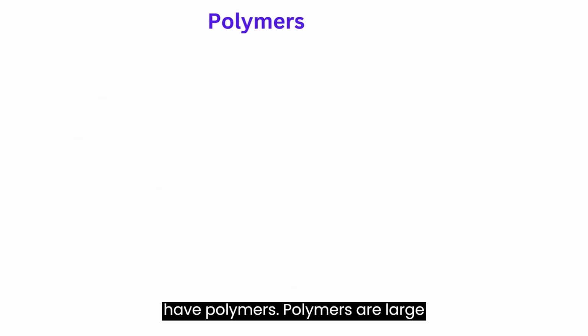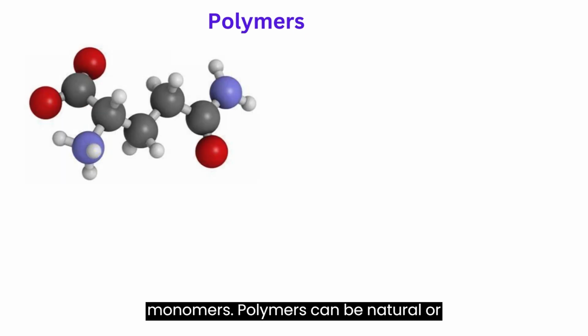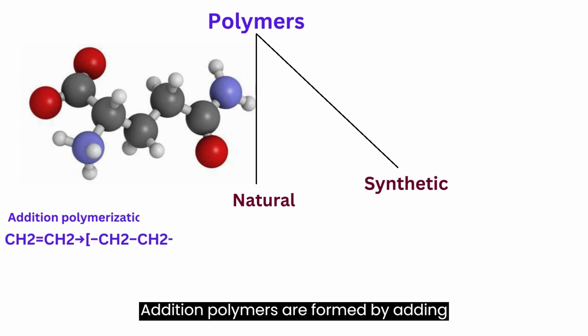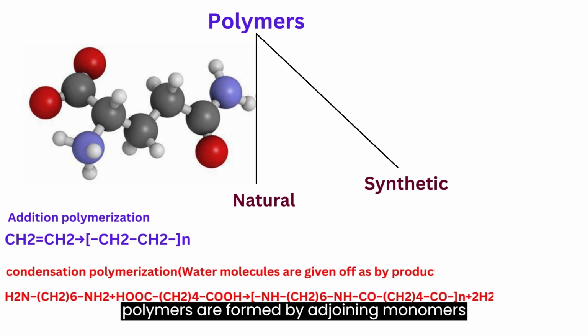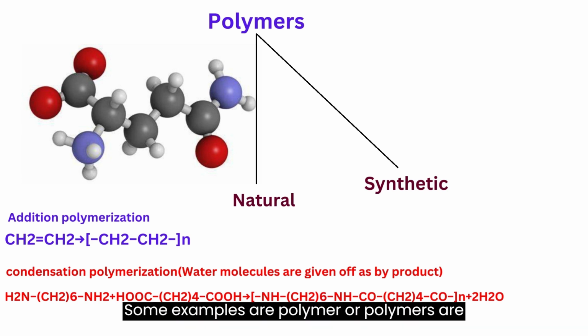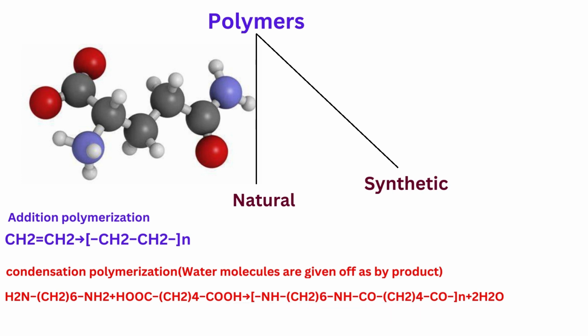Now we have polymers. Polymers are large molecules that consist of many repeating units called monomers. Polymers can be natural or synthetic, and they can be formed by 2 types of reaction: the addition reaction and the condensation reaction. Addition polymers are formed by adding monomers together without losing any atom. While condensation polymers are formed by joining monomers together and losing small molecules such as water. Some examples of polymers are rubber, nylon, polyester, and DNA.